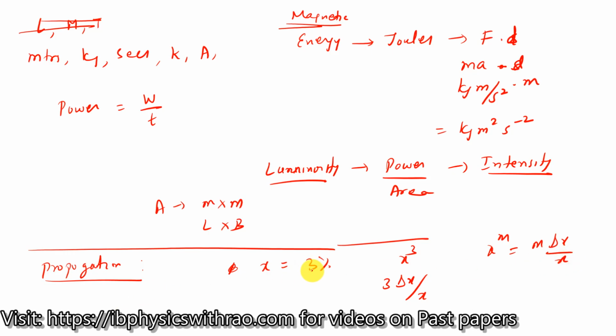And when I say it is 3%, what does it tell you? This tells you about delta x by x multiplied by 100. So you remove this percentage over here. Then you can find the fractional uncertainty, which is delta x by x equal to 3 by 100, which is 0.03. This is how you can find the uncertainty.